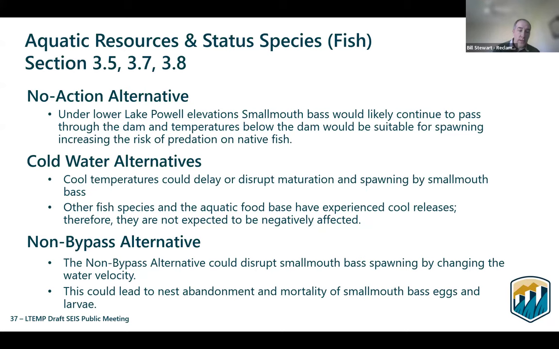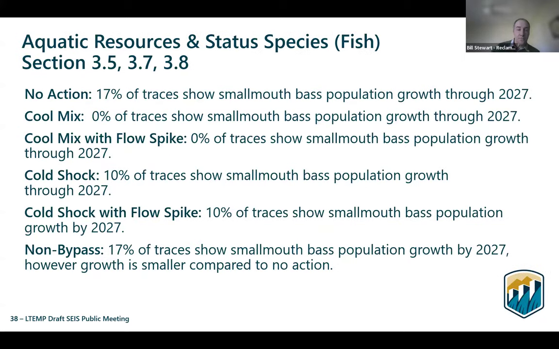Under the cold water alternatives, cool temperatures could delay or disrupt maturation and spawning of smallmouth bass. Other fish species in the aquatic food base have experienced cool releases in the past and are not expected to be negatively affected. And then the non-bypass alternative could disrupt smallmouth bass spawning by changing the water velocity. This could lead to nest abandonment and mortality of smallmouth bass eggs and larvae. Next slide.